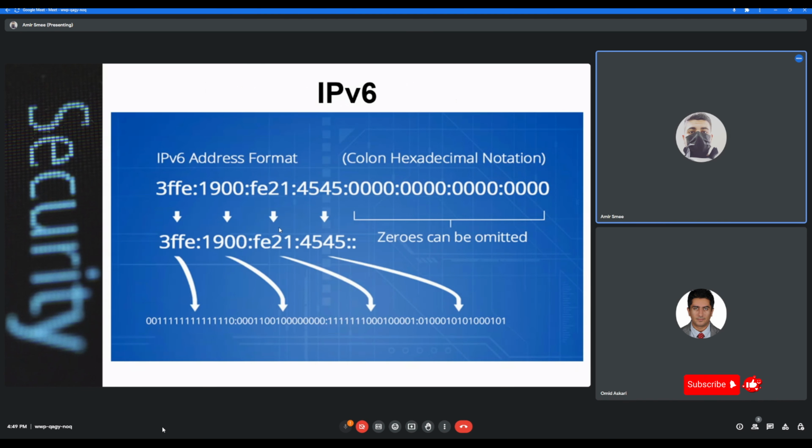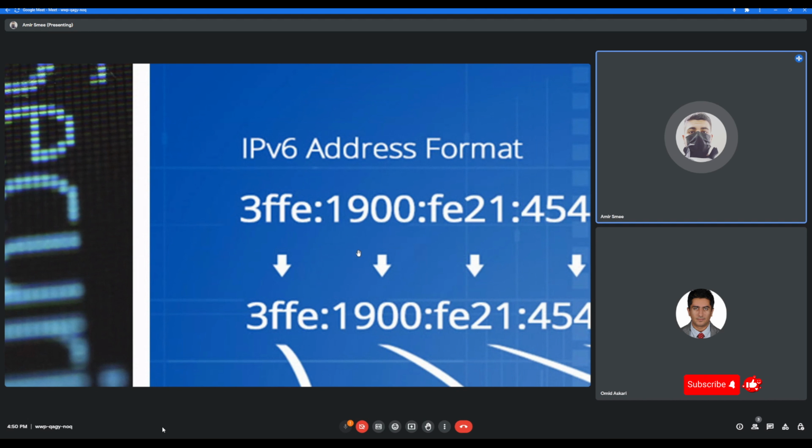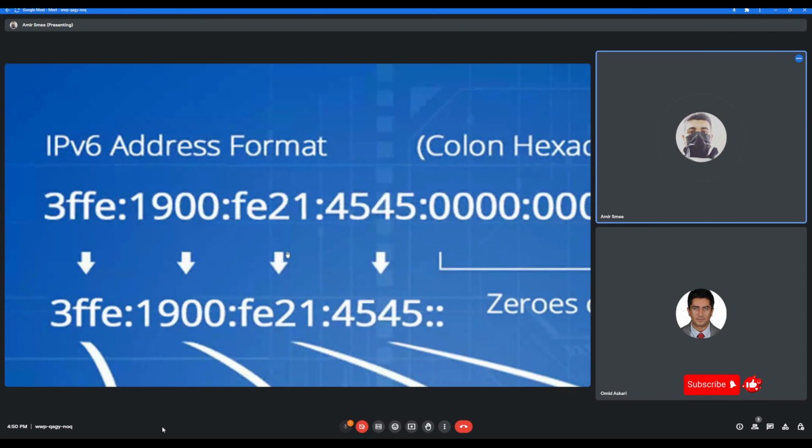And IP version 6 looks like this. Global routing prefix. This is usually assigned by your ISP. The first 48 bits of the address. It means these three parts of IP version 6 are for the global routing prefix.